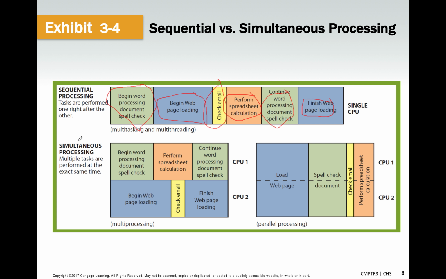All right, so for our simultaneous processing, just like I said, multiple tasks are performed at the exact same time. So while I'm spell checking, a web page is opening, and it's checking for my email at the same time. So it's just a simultaneous process. And then parallel processing, all right. So you have two things that are working together for a single task.